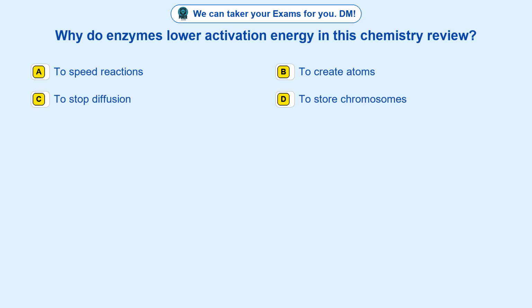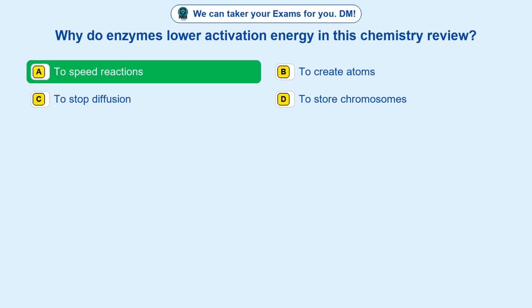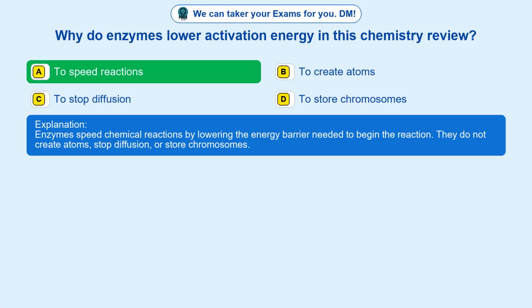Question 5. Why do enzymes lower activation energy in this chemistry review? Option A, to speed reactions. Option B, to create atoms. Option C, to stop diffusion. Option D, to store chromosomes. The correct answer is option A, to speed reactions. Enzymes speed chemical reactions by lowering the energy barrier needed to begin the reaction. They do not create atoms, stop diffusion, or store chromosomes.